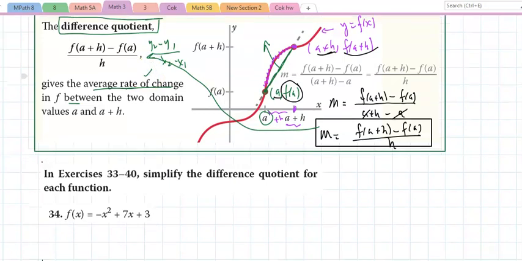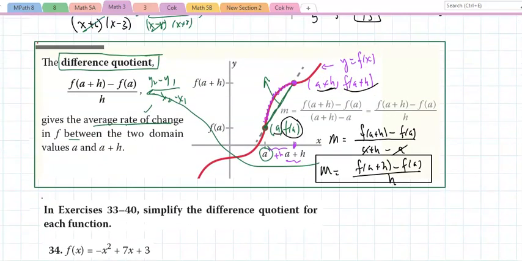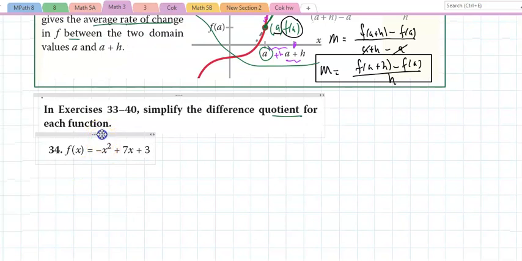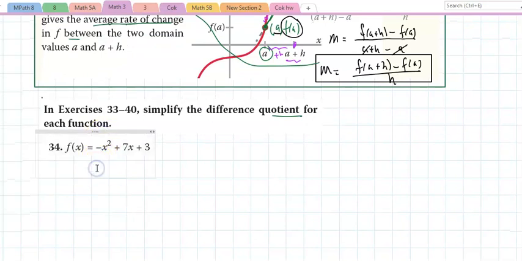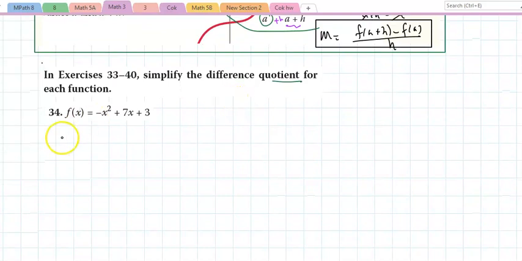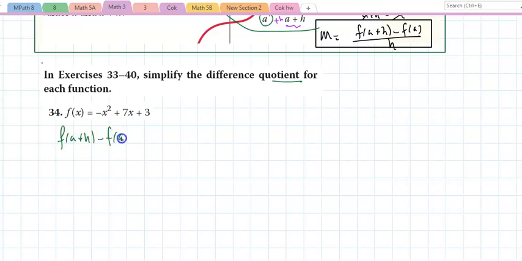We want to apply that here. Difference quotient, I don't expect you to memorize that. I'll provide that. When it says simplify the difference quotient for this function, I want to start with number 34. So what we're trying to do, we're trying to figure out what is f of a plus h minus f of a all over h. Well, let's break that into pieces.